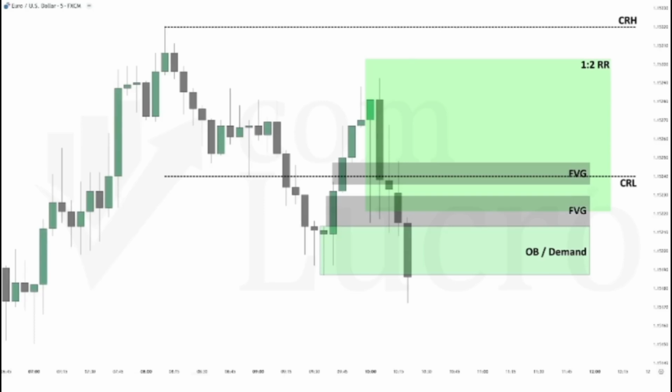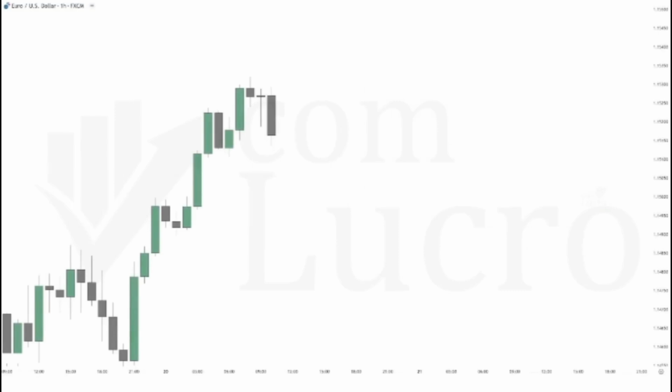Now we simply wait for a bullish fair value gap to appear. After a short period, a small FVG forms. We place our first buy limit order. This time we allow for a slightly wider stop loss to accommodate market volatility.